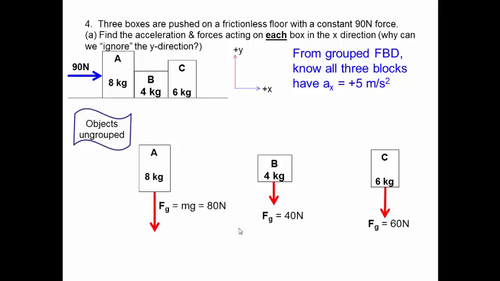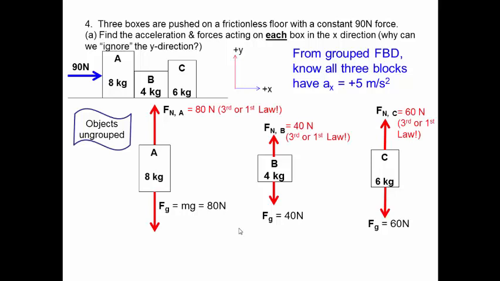And on our first thing we're going to put on the free body diagram here are the gravitational components. And of course, upward in each case we have the normal force of the ground acting on these. And we could use a Newton's third or first law argument to show that those are as we see here. More importantly, let's look at what's happening in the x direction.